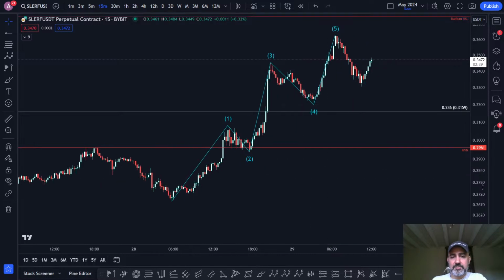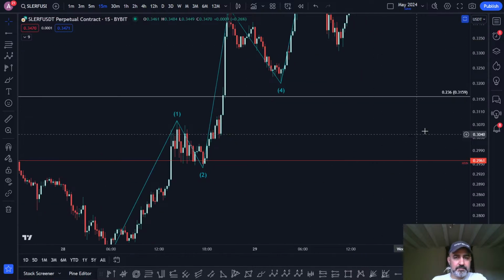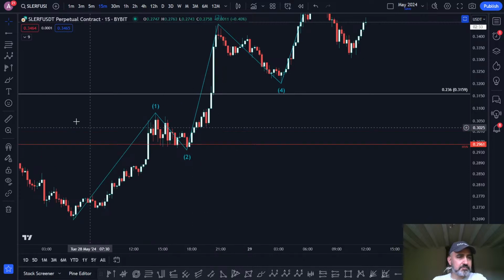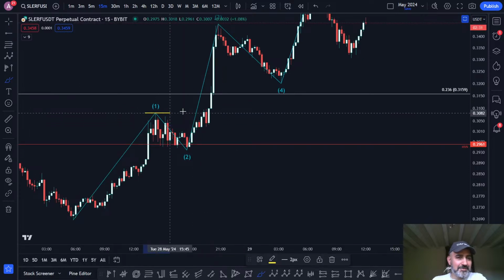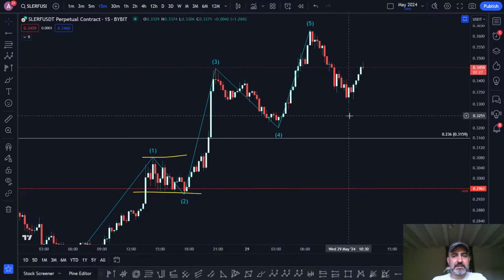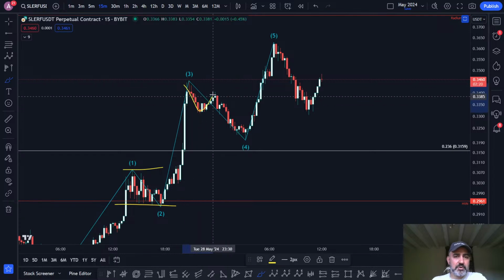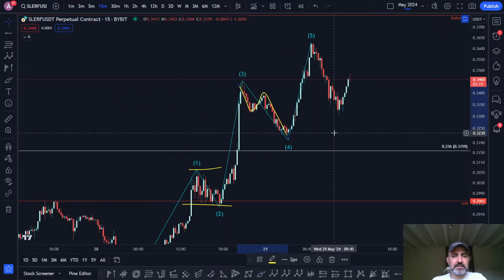The other interesting observation is that here we had a flat correction. This is flat. You may not think so, but I think it's quite flat. And here you have a zigzag. It's kind of what I was saying. Usually when one is flat, the other one is something else. And there's your zigzag.